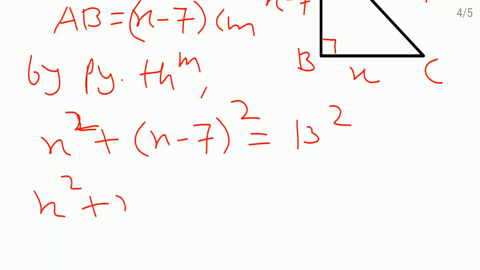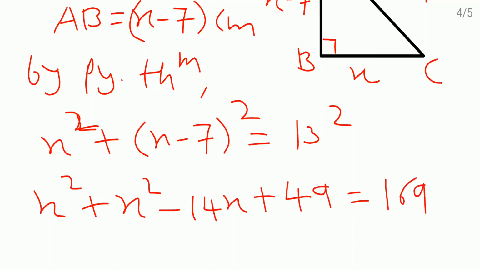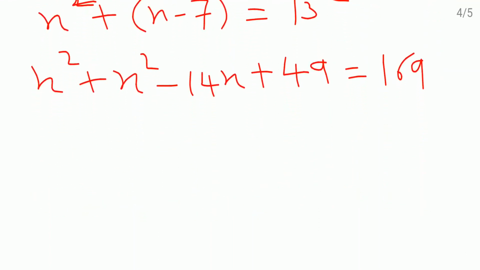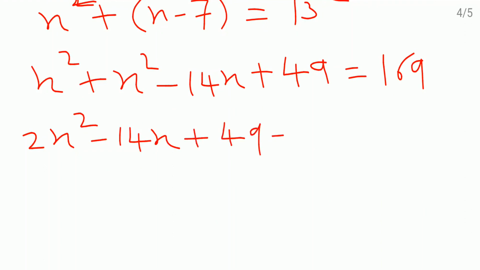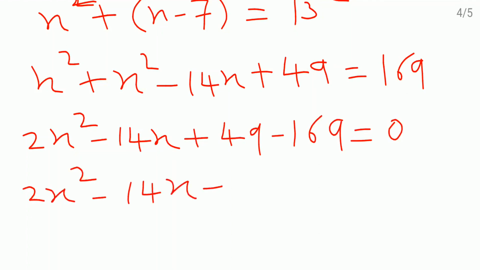x square as it is, x square minus 14x plus 49. We have used the identity (a minus b) square, right? So 13 square is 169. Here we'll write down x square and x square became 2x square, this minus 14x as it is. This 49 and this 169, when it will come this side, it will become negative. So here plus 49 minus 169, which is equal to 0. Okay, so it becomes 2x square minus 14x minus, if we do the subtraction, it comes as 120, which is equal to 0.